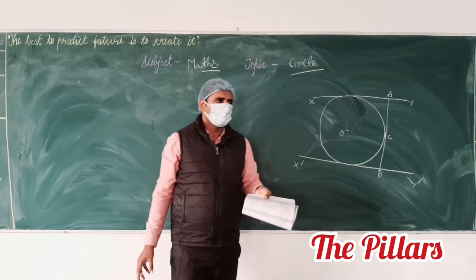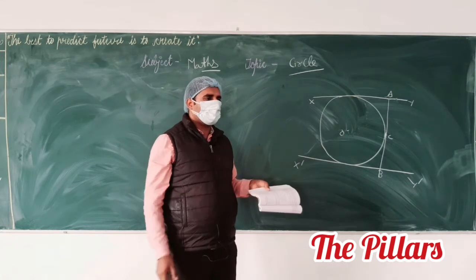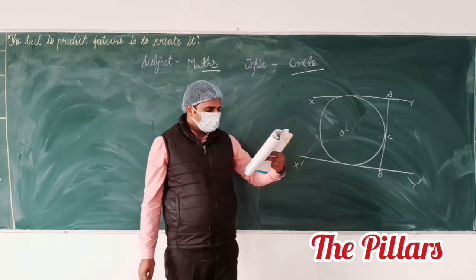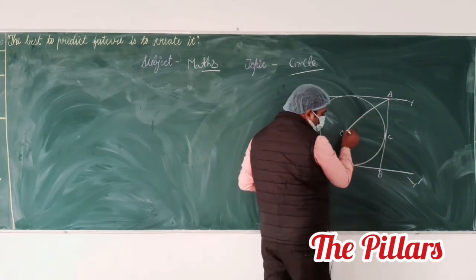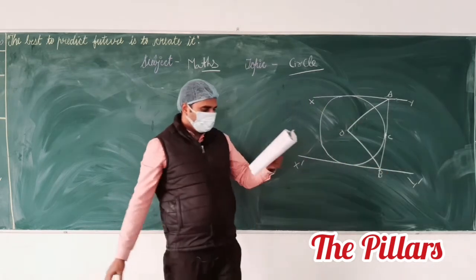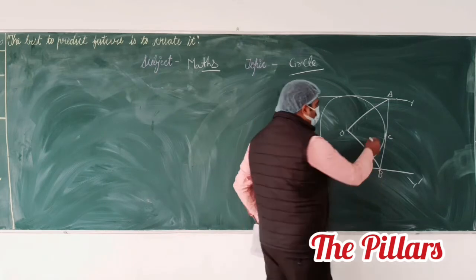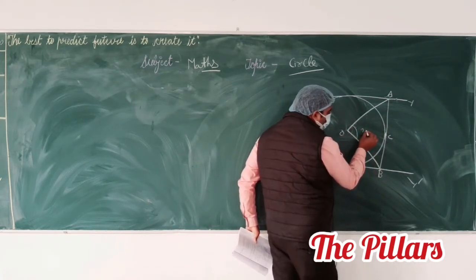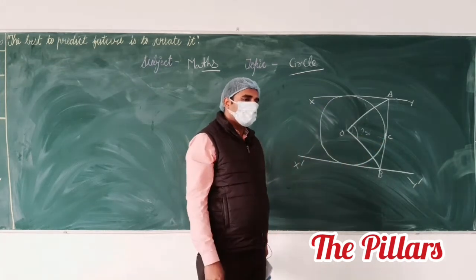This figure is very complicated, so in the exam the figure will be given in the question. Without a figure, how to make it, there are no instructions given about the figure. After that we have to join O to A and O to B. The question says prove that angle AOB equals 90 degrees. We want to show that this angle is 90 degrees.